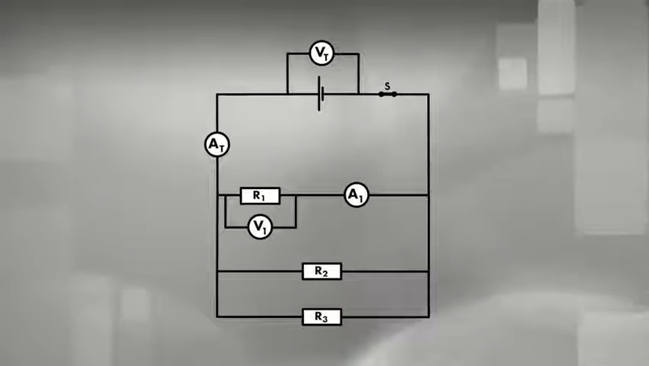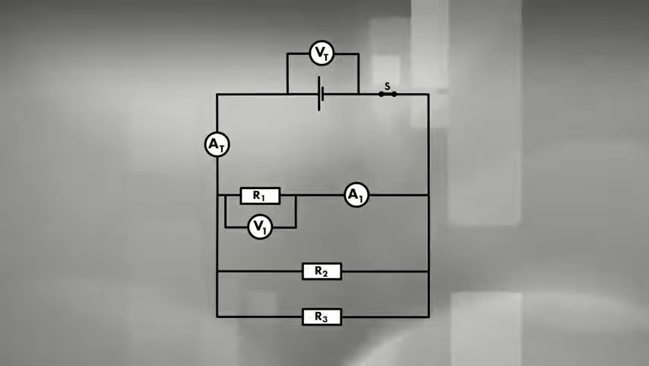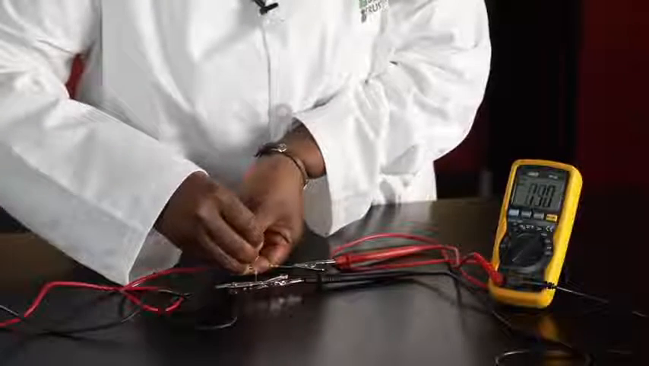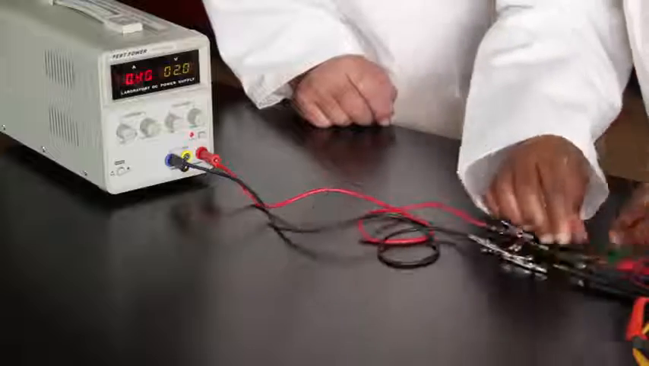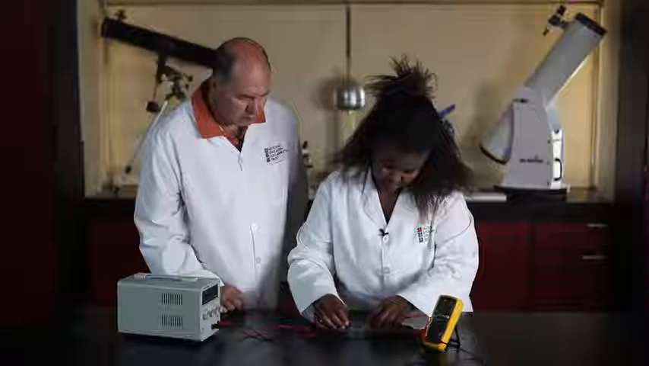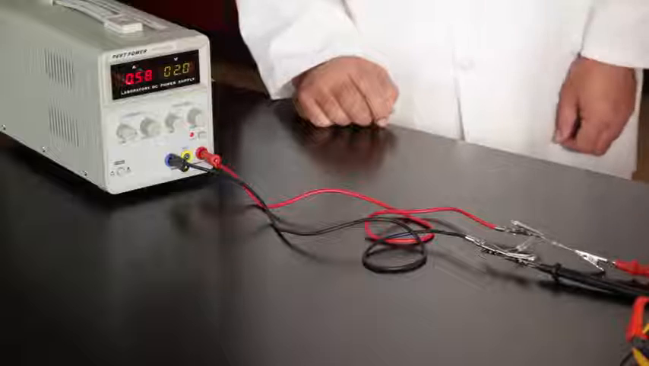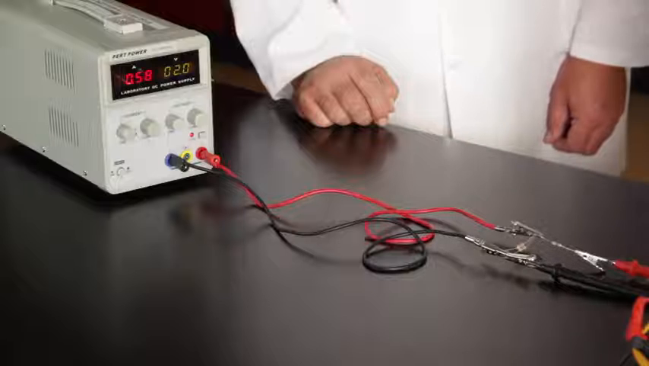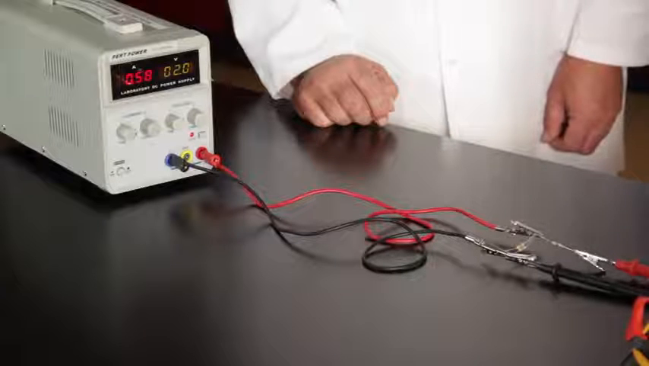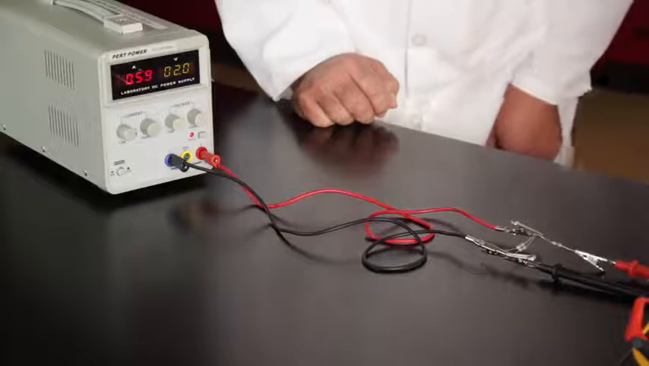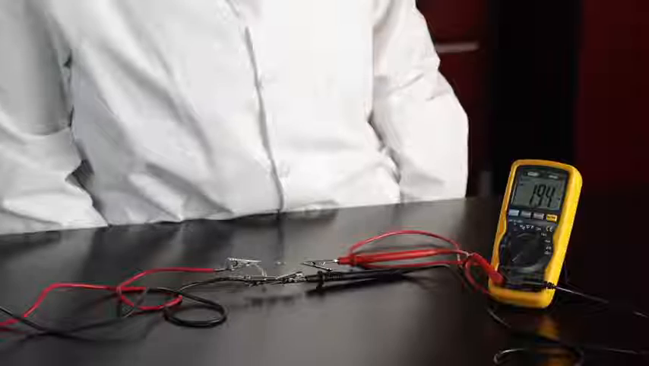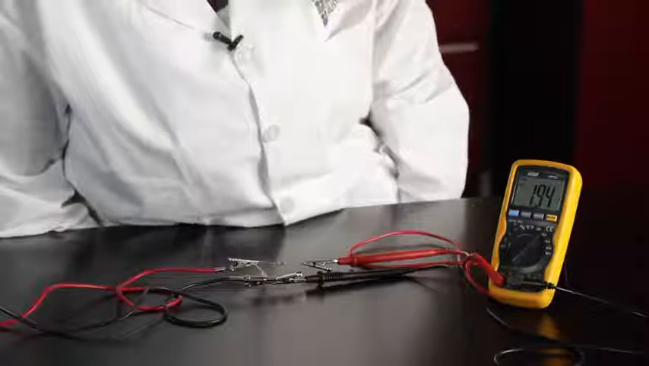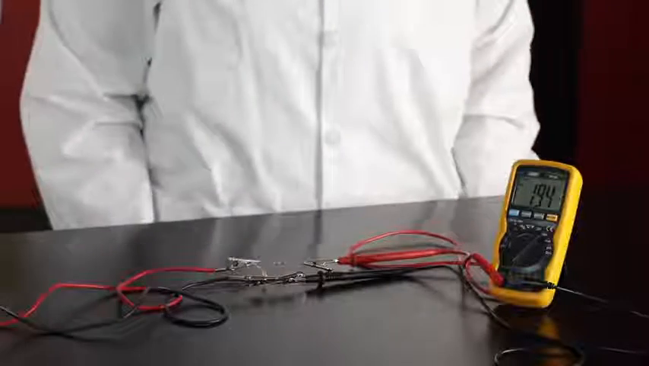We add the last resistor in parallel by putting its ends across the 2 resistors. Then we take readings on the meter. The voltmeter reads 2 volts. The current through the power pack is 0.58 amps, and the current through the resistor R1 is 0.194.